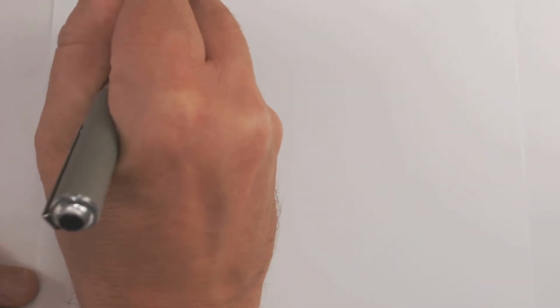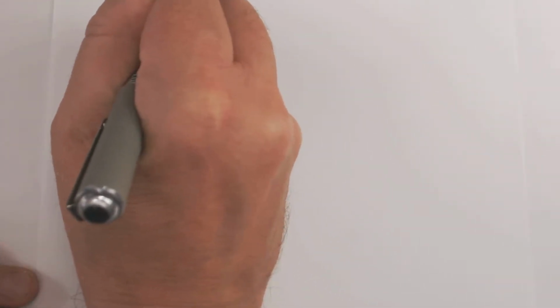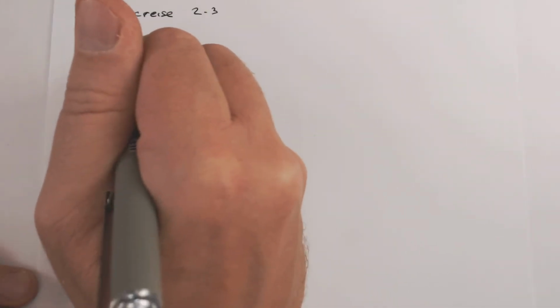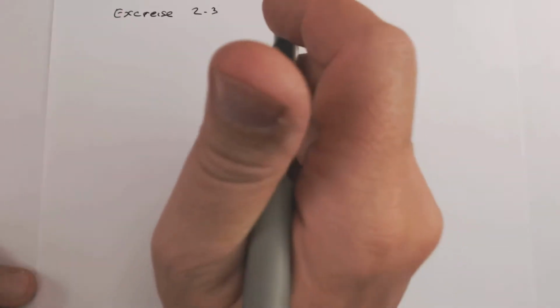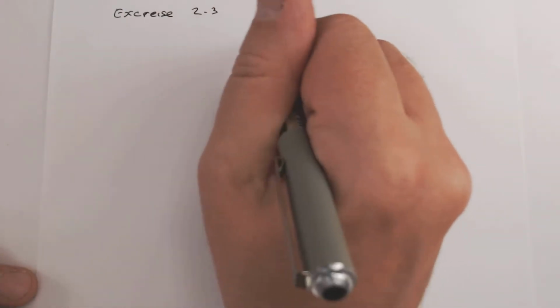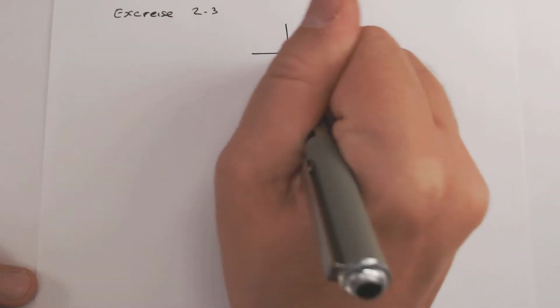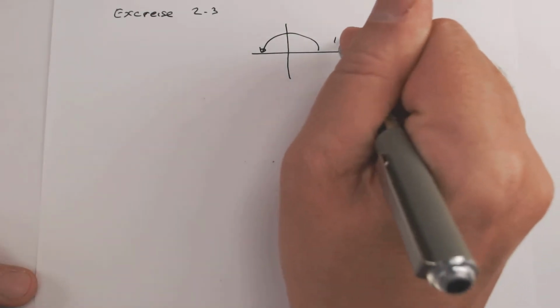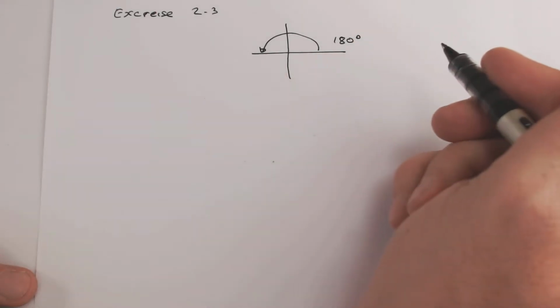So for exercise 2.3, we've been asked to do a proof. So the Babylonians, they use 360 to go all the way around. So let's start halving that. 180 degrees, go halfway.